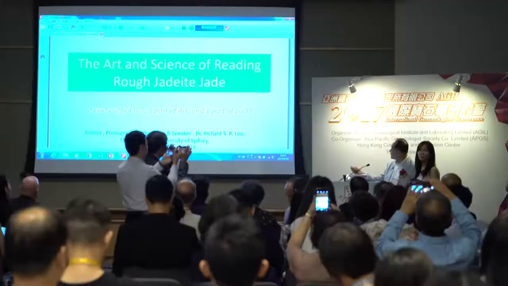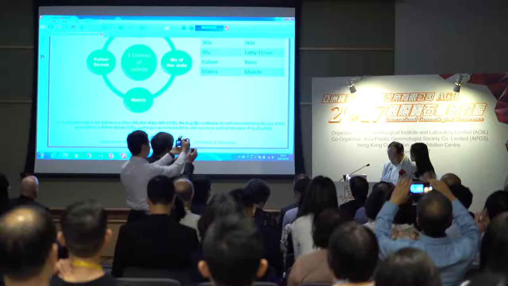I'm deeply honored to be invited to present my previous trading experience during 92 to 95 regarding a piece of rough Jadeite Jade, codenamed Quan Yu. It's a piece of imperial jade. The title of the speech today is The Art and Science of Reading Rough Jadeite Jade. There are two theories regarding the place of rough Jadeite Jade. It's regarding the quality of the color streak and the weight of the color streak.